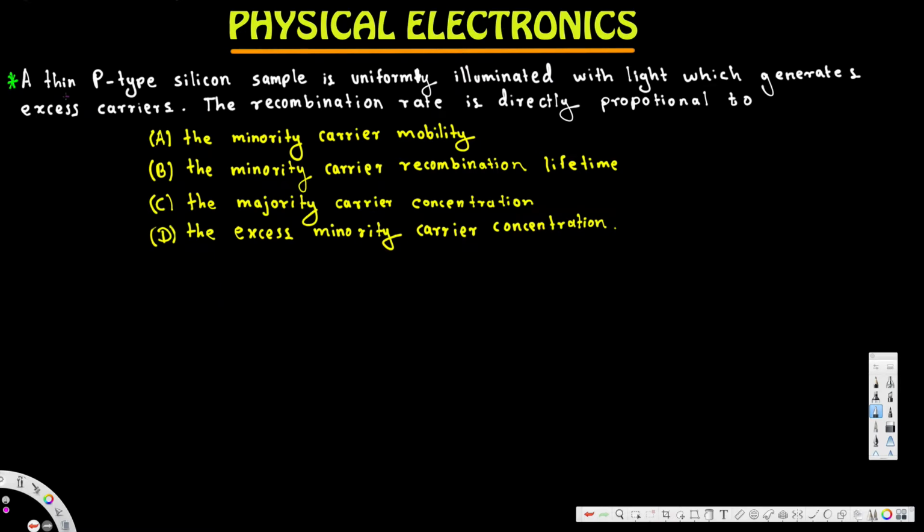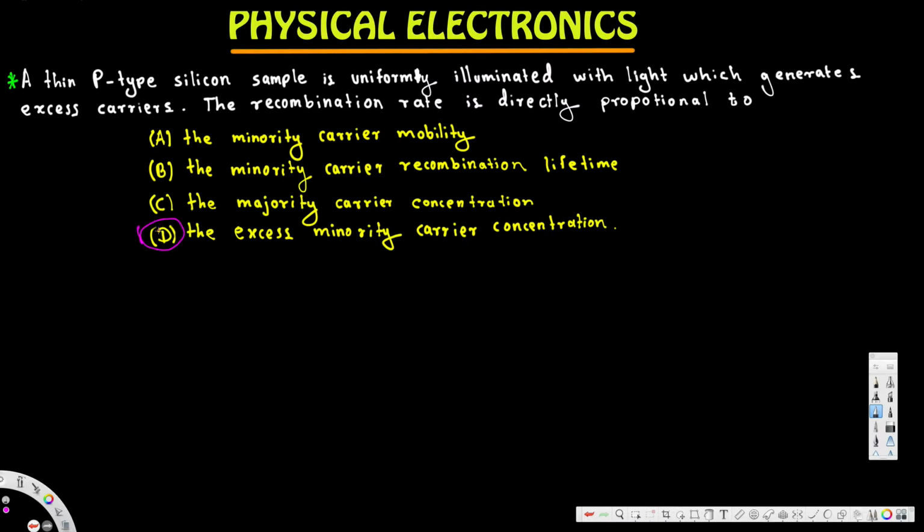Let's look at this problem right here. This question is asking: a thin p-type silicon sample is uniformly illuminated with light which generates excess carriers. The recombination rate is directly proportional to: option A, the minority carrier mobility; option B, the minority carrier recombination lifetime; option C, the majority carrier concentration; option D, the excess minority carrier concentration. This is true.